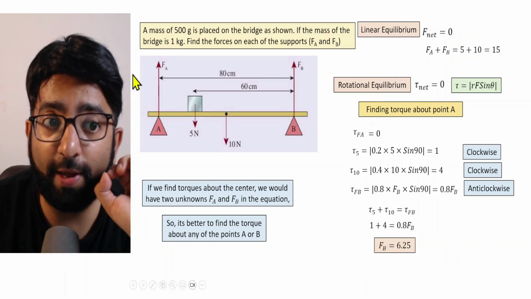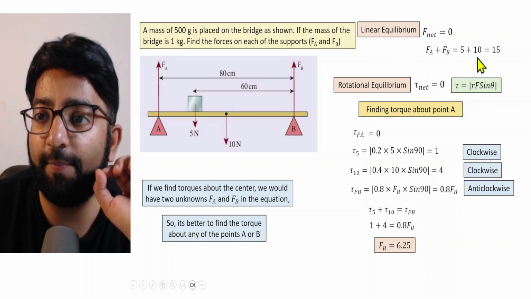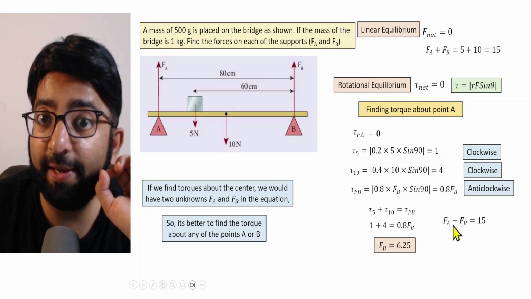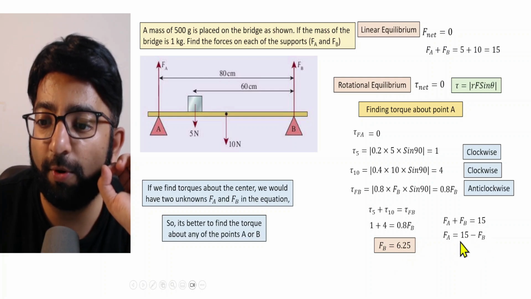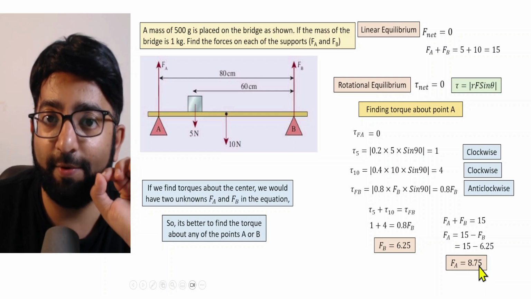And how do we figure out the value of FA? We go back to the linear equilibrium equation. So FA plus FB was 15. Let us make FA the subject. We'll get 15 minus FB. Put FB as 6.25. So eventually the value of FA will come out as 8.75 newtons.